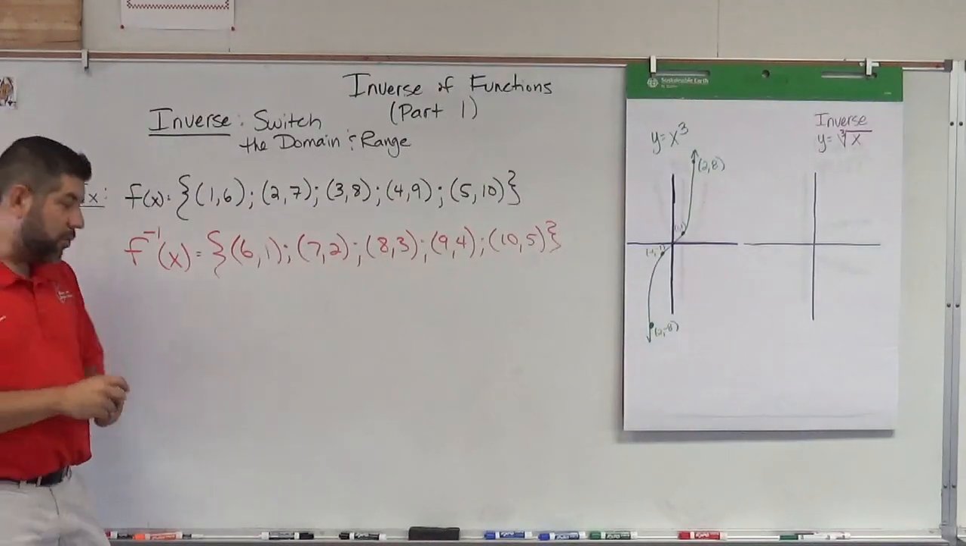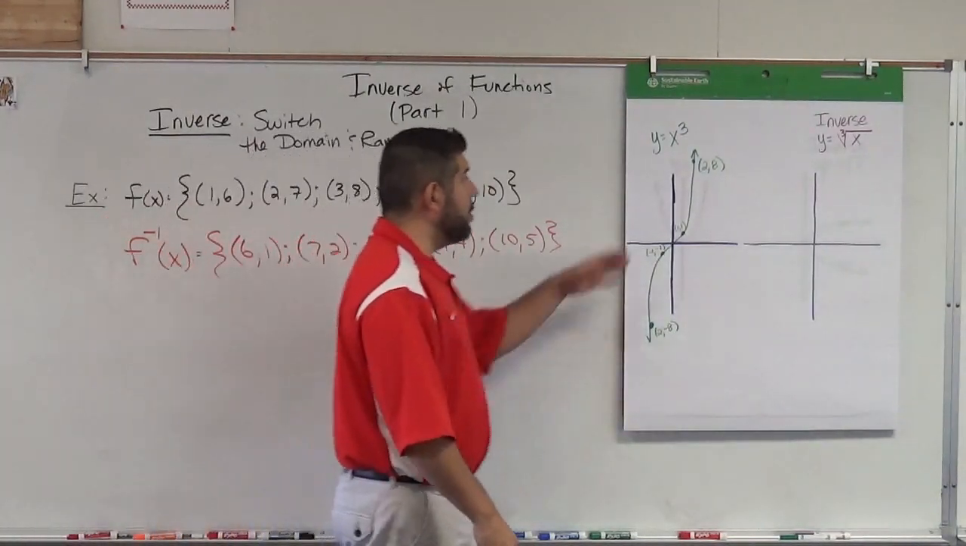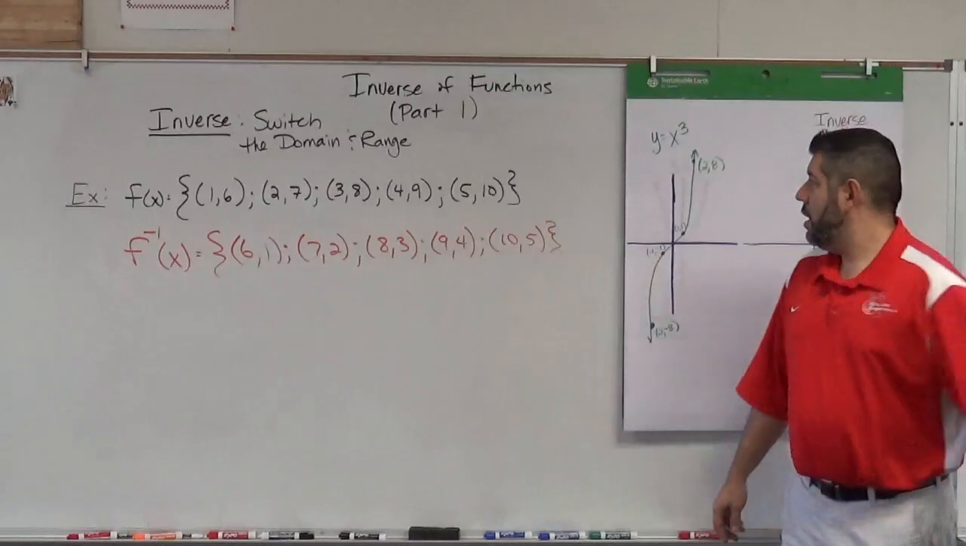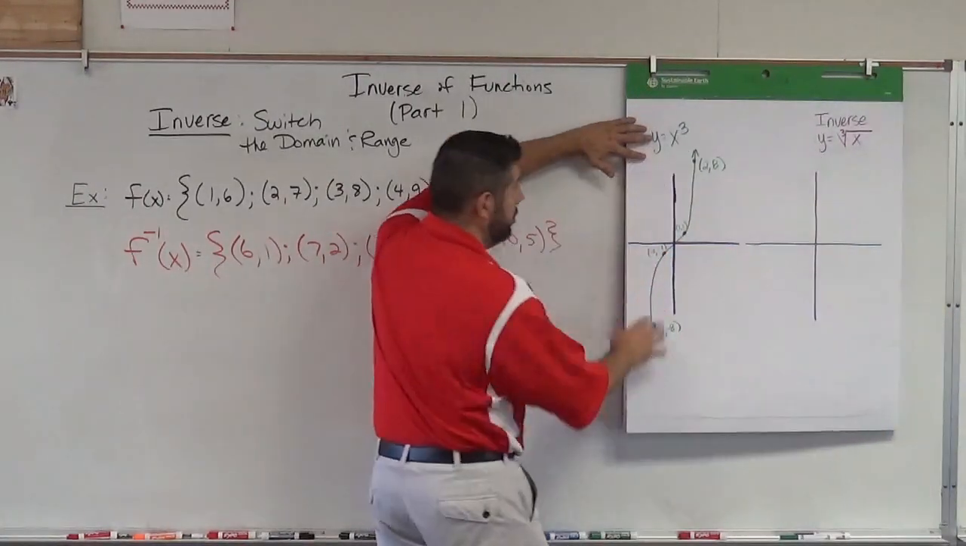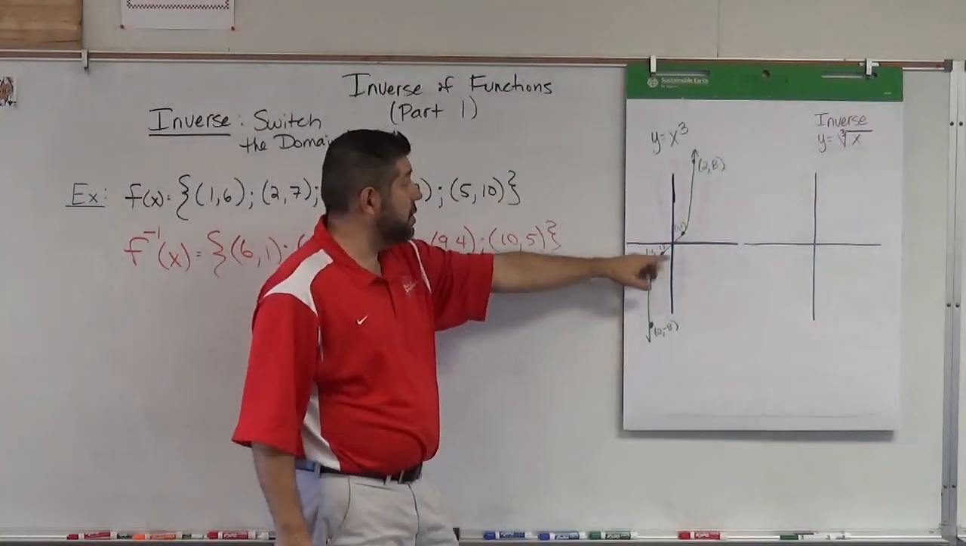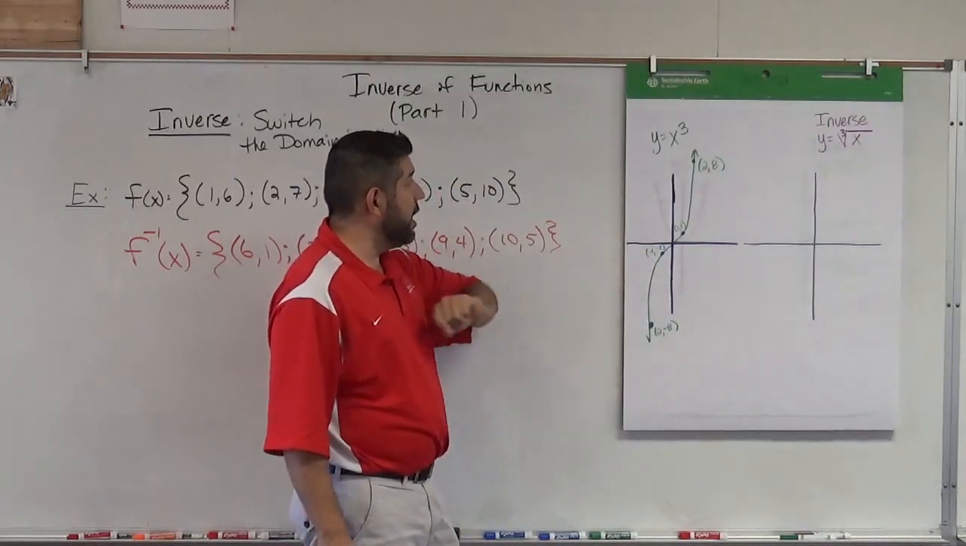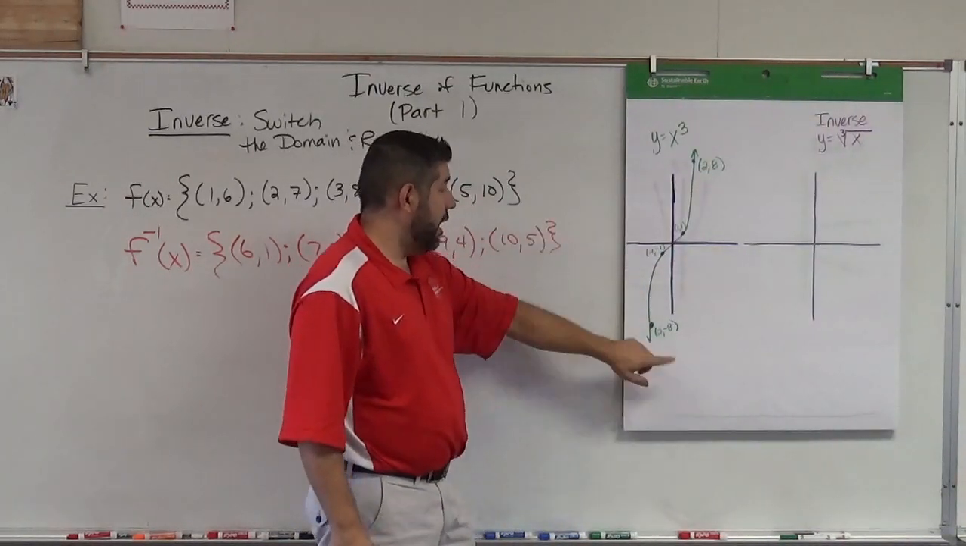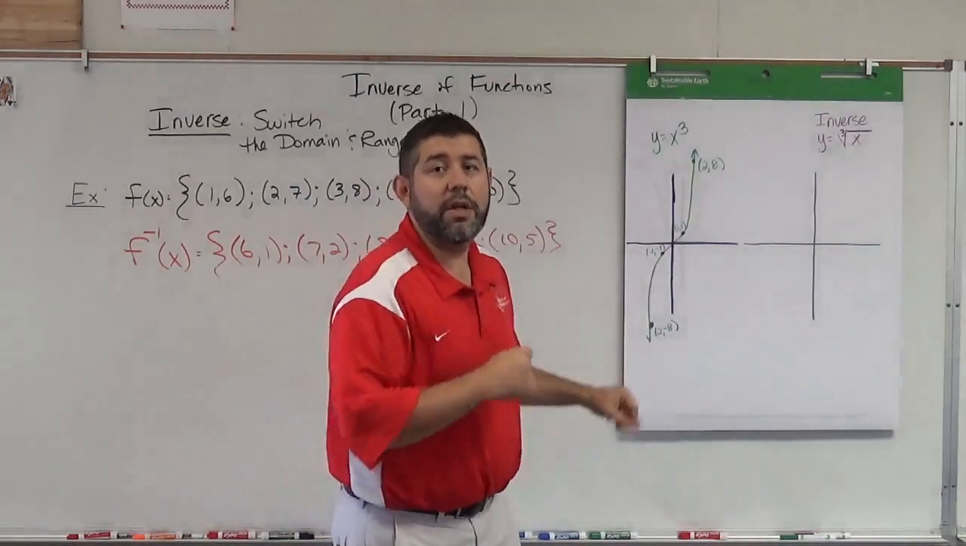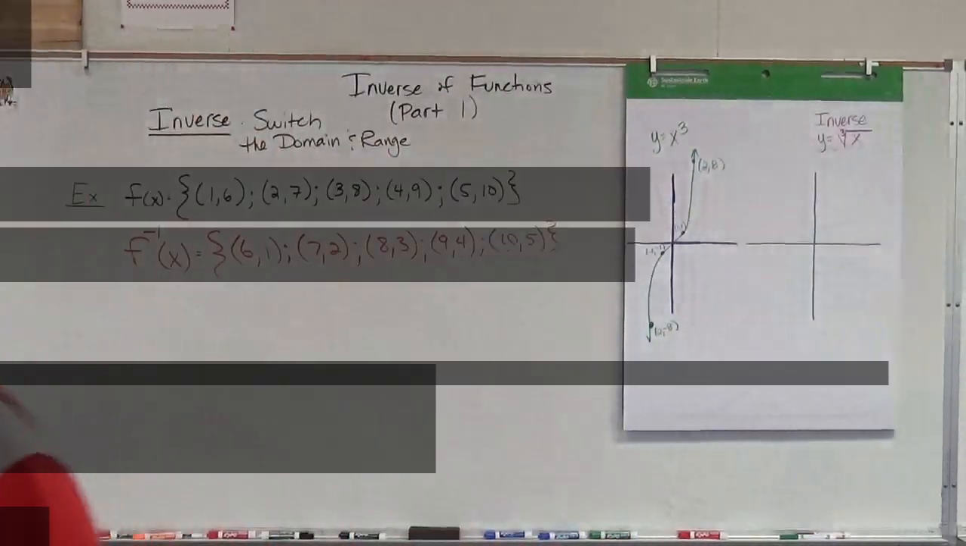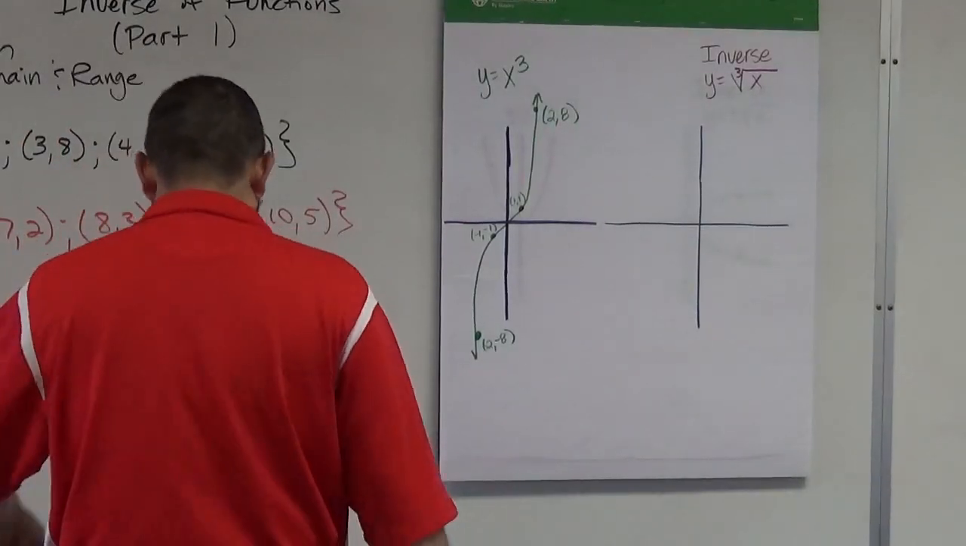So what does that look like graphically? Well, we'll look at this graph here. I have y equals x cubed, and it looks like this, and I plotted a few points. I plotted (1, 1), (-1, -1), (2, 8), and (-2, -8). And let me go ahead and zoom in on this so you guys can take a look. It might be a little easier to see when I'm zoomed in here.